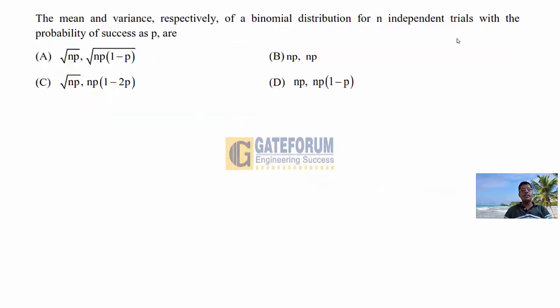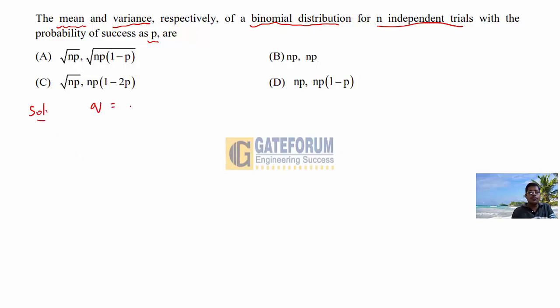The question is: the mean and variance respectively of a binomial distribution for n independent trials with the probability of success as P are, 4 options A, B, C, D given. This question is from engineering mathematics, from the topic probability and statistics. Subtopic is distribution. So here, the expected value of the binomial random variable, and variance. Mention the distribution, n independent trials, n is the number of independent trials. P is the probability of success. Automatically Q is considered as the probability of failure.